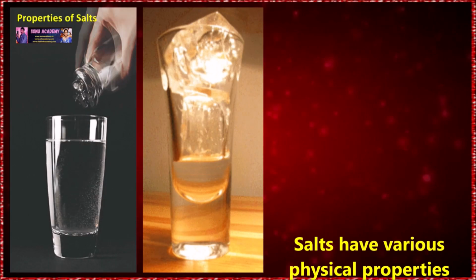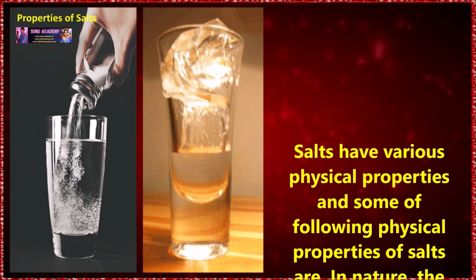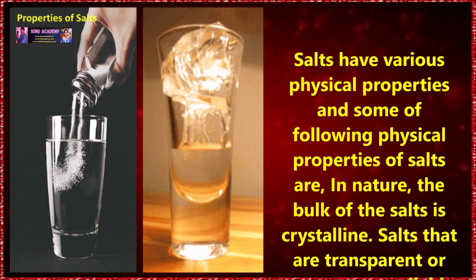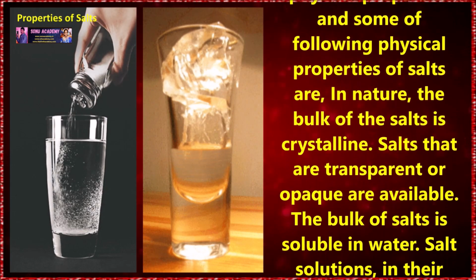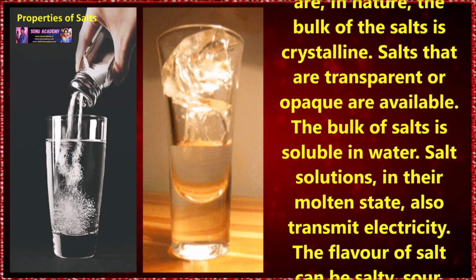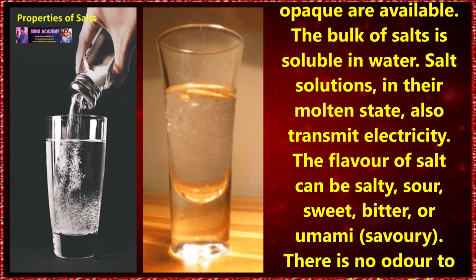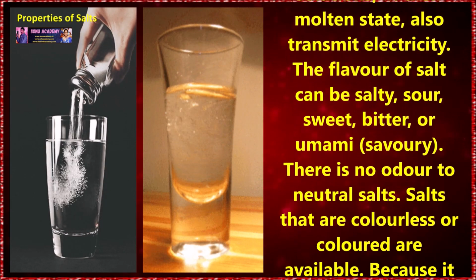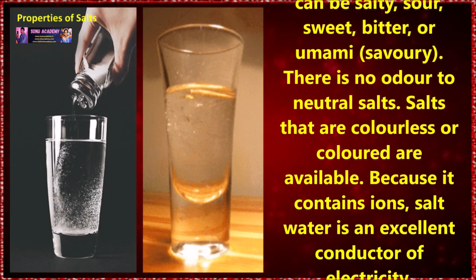Children, let us discuss the physical properties of a salt. Salts have various physical properties, and some of them are as follows. In nature, the bulk of salt is crystalline. Salts that are transparent or opaque are available. The bulk of salt is soluble in water. Salt solutions and salts in their molten state also transmit electricity. The flavor of a salt can be salty, sour, sweet, bitter, or umami.